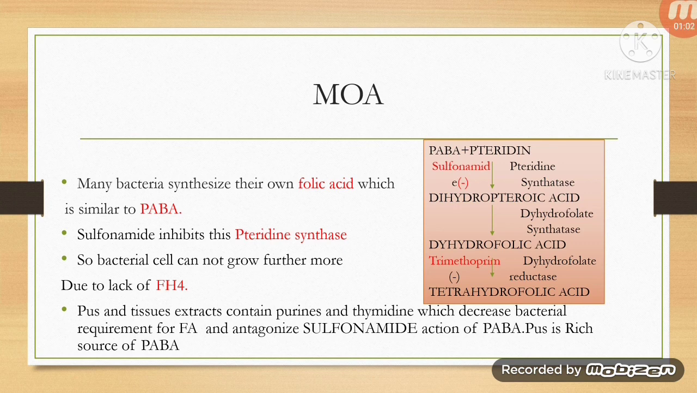So this is very important for cell division and cell growth. So where the sulfonamide action works: it inhibits the pteroate synthetase. If the pteroate synthetase is inhibited, dihydropteroic acid will not be formed, and furthermore the following steps will not be formed. This is the mechanism of action of the sulfonamides.